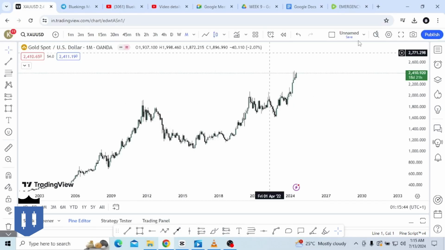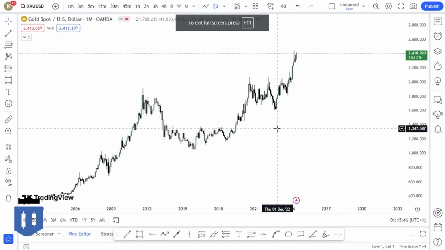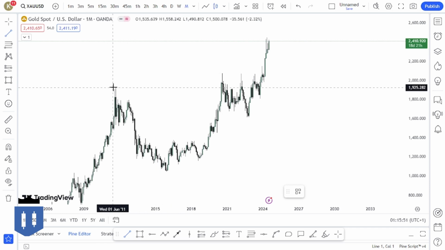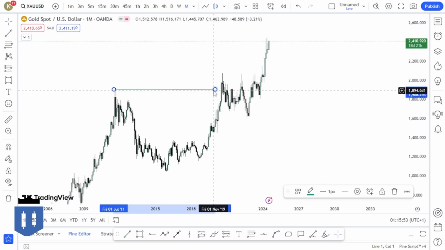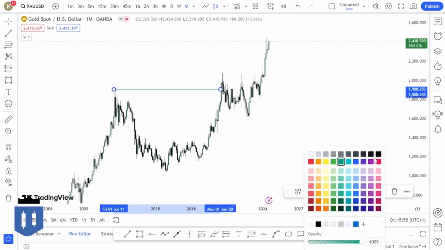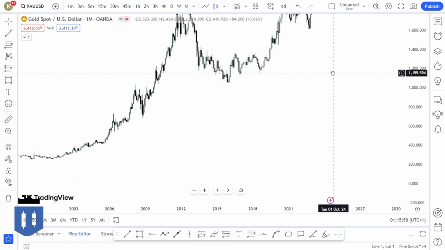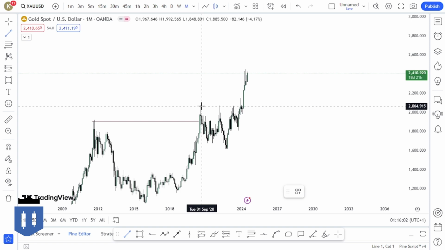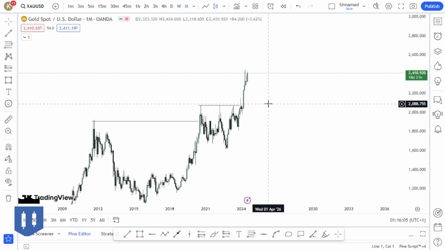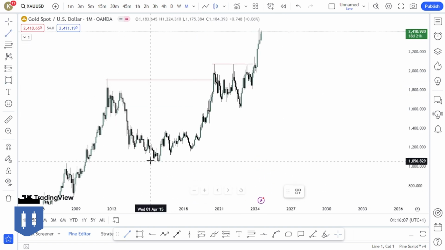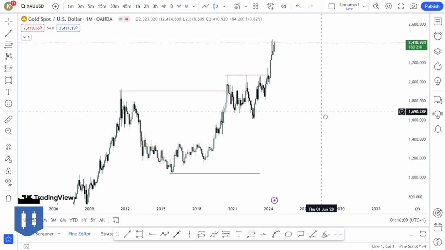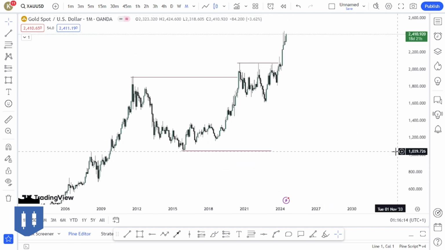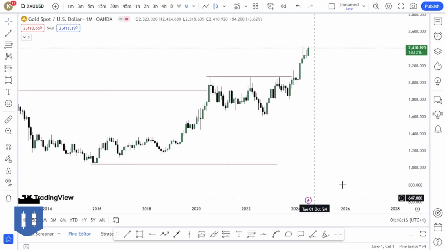All right, so this is gold on the monthly chart. So let's start. The first principle: you identify very obvious highs and lows. So we have this. You can see this high is very obvious. You can also see this high is so obvious above here. And this low is also obvious here. So these are the easiest ways to find the most obvious highs and lows.